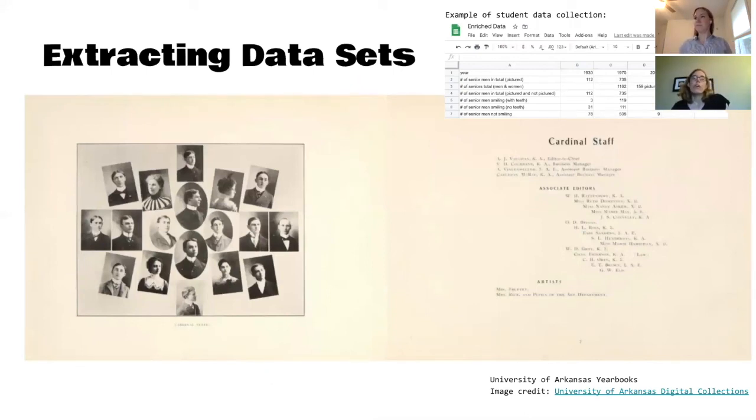After looking at example visualizations, we asked students to work with a pre-selected set of archival collections that we knew contained data sets that described a specific community in Arkansas or our smaller community in Fayetteville. So for example, students used University of Arkansas yearbooks to find data sets about previous cohorts of U of A students. Next slide.